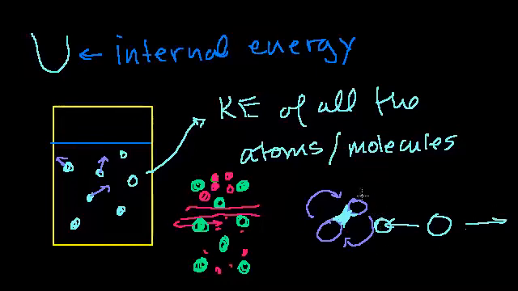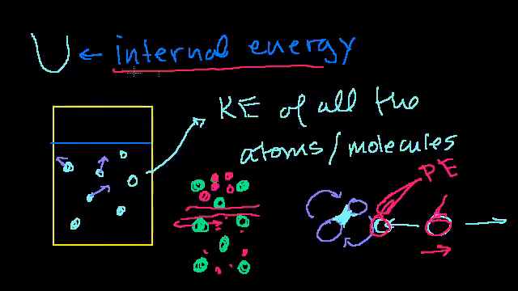So in this case, internal energy also includes the kinetic energy for the molecules that are moving fast, but it also includes the potential energies for the molecules that are vibrating, but they're at that point where they don't have kinetic energy. So internal energy is literally all of the energy that's in a system.